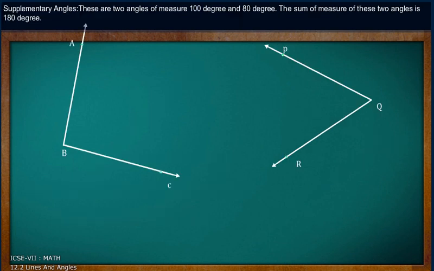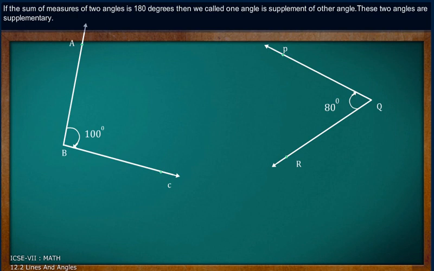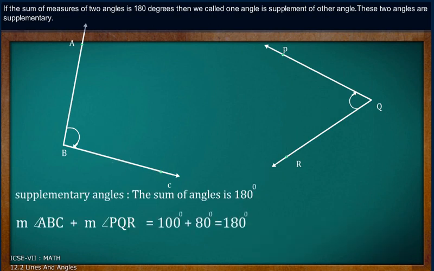Supplementary angles. These are two angles of measure 100 degrees and 80 degrees. The sum of the measures of these two angles is 180 degrees. If the sum of the measures of two angles is 180 degrees, then we call one angle the supplement of the other angle. These two angles are supplementary.